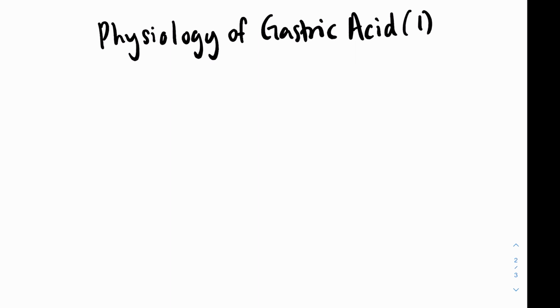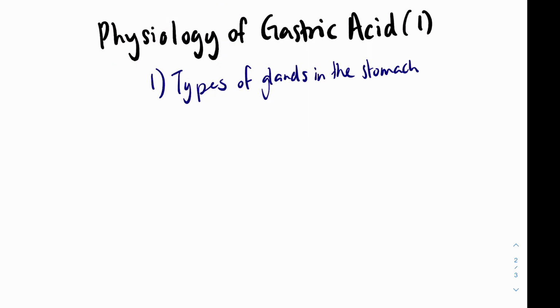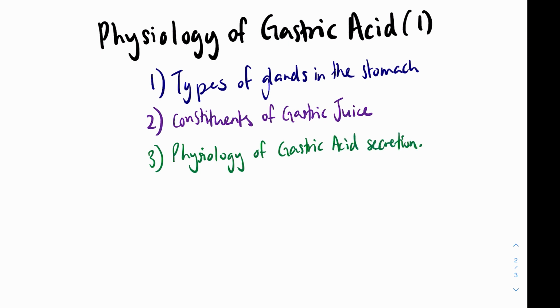Today I'll be explaining the physiology of gastric acid. To make it easier for you guys, I'm going to split this topic into 3 subtopics, which includes the types of glands in the stomach, the constituents of gastric juice, and the physiology of gastric acid secretion.